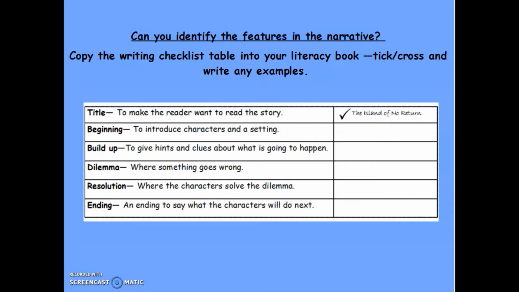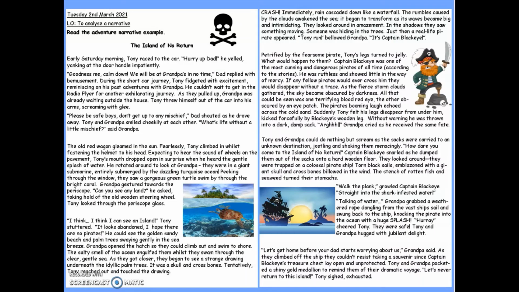The next part of the narrative is the build-up, where the author gives hints or clues about what is going to happen next. Can you look back over the narrative and try to find any hints or clues of what might happen next? This is called foreshadowing, where the author, in this case me, hints at things or events that might happen next.